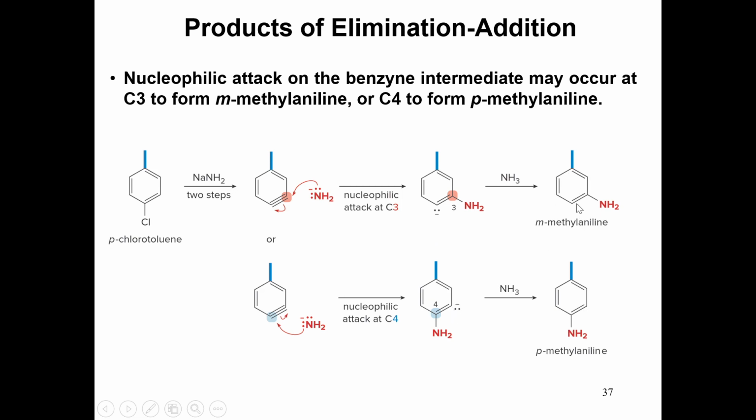So this is the final elimination-addition reaction. This is also a nucleophilic substitution reaction. The result is that chlorine is replaced by the amine group. Because the intermediate is an alkyne, with a carbon-carbon triple bond, the substituent could be at the chlorine carbon's neighboring carbon, which means either this carbon or this carbon, but never at this carbon or this carbon.